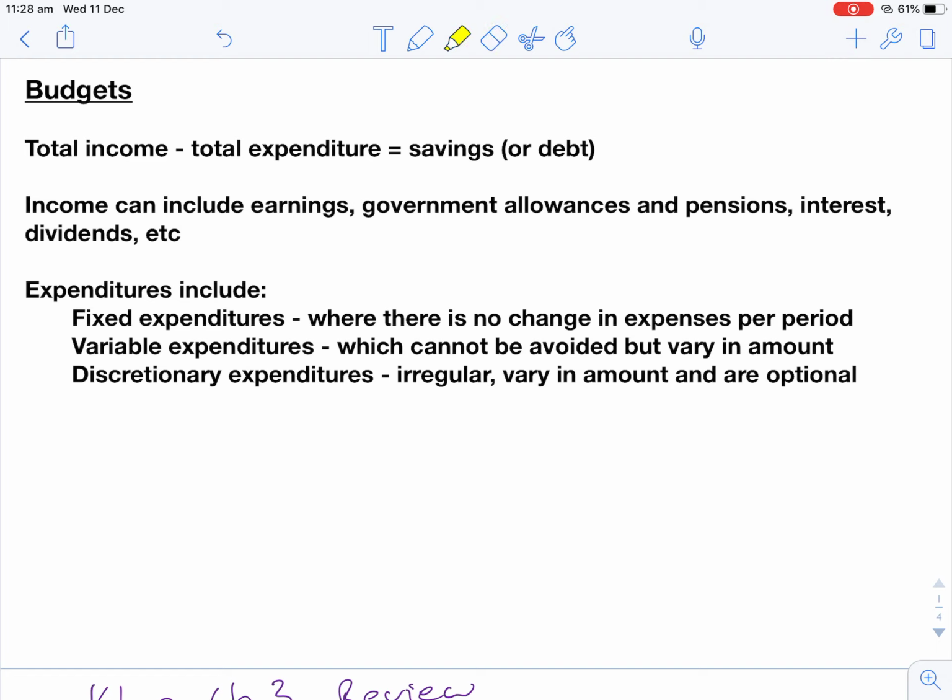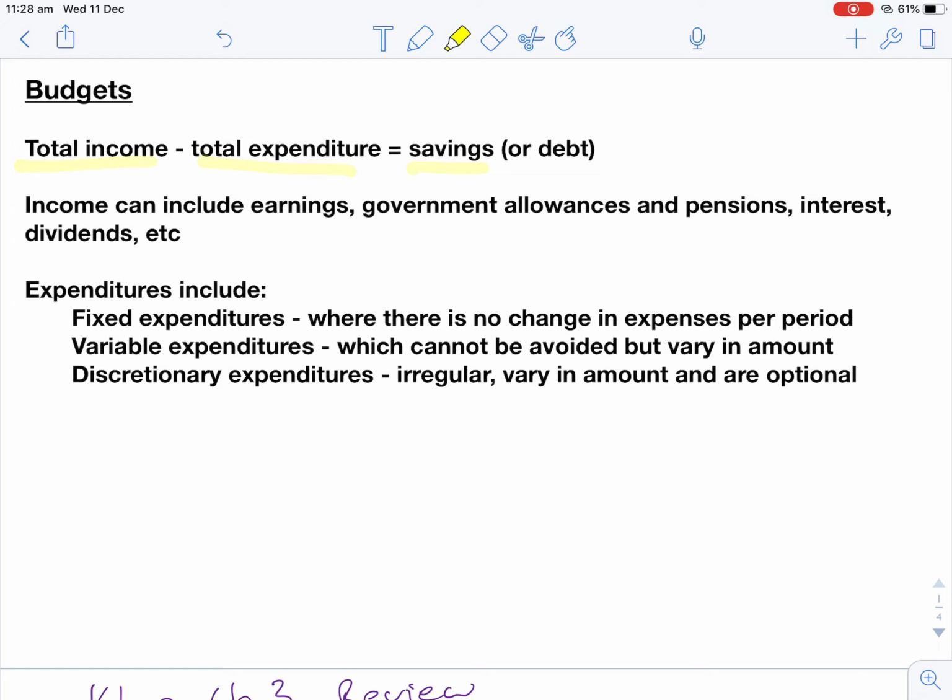Basically, if we look at budgets, income take away expenditure is going to leave you with whatever savings you have, or surplus if you like. If you end up with a negative number, then you're actually going into debt. You're spending more than what you're earning, and therefore you're going to be going backwards.